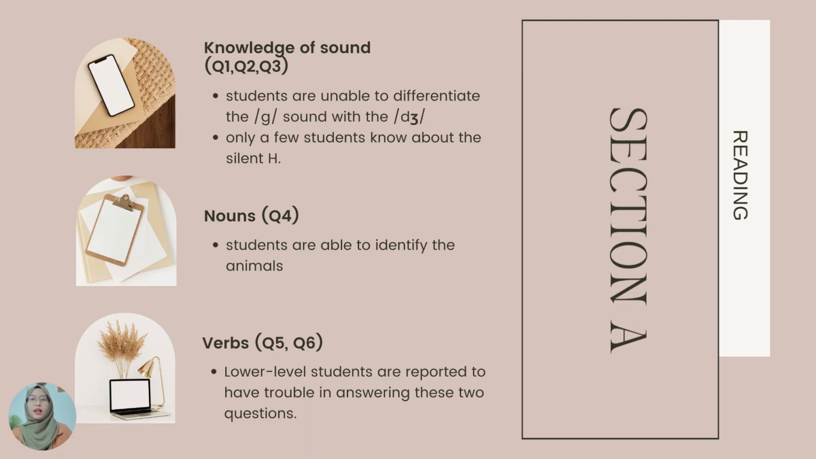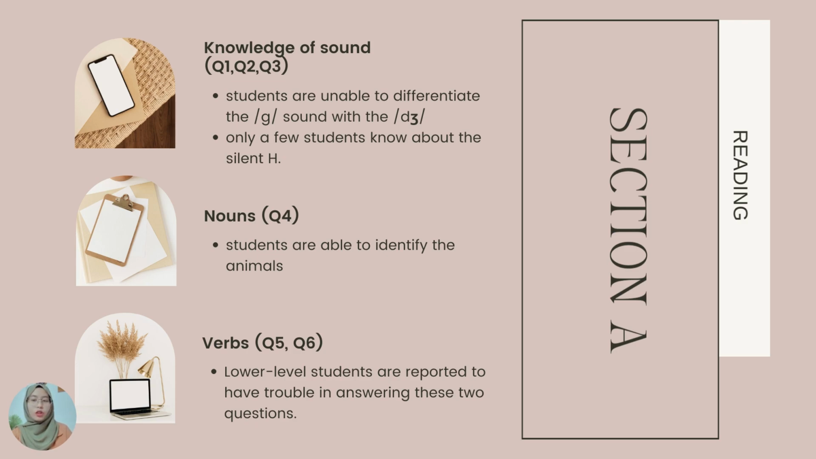Okay, from the test, I found out that most students can answer the reading section, which consists of 10 multiple choice questions. However, several students still need more practice on the knowledge of sound, that is, question 1 to question 3. A few students are unable to differentiate the G sound from the J sound in question number 2. And only a few students know about the rules of the silent H. Therefore, the teacher should give more practice to students on the phonics topic.